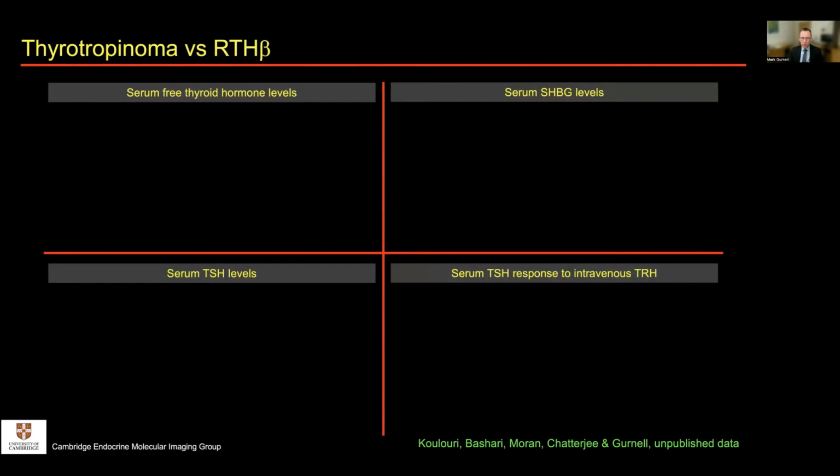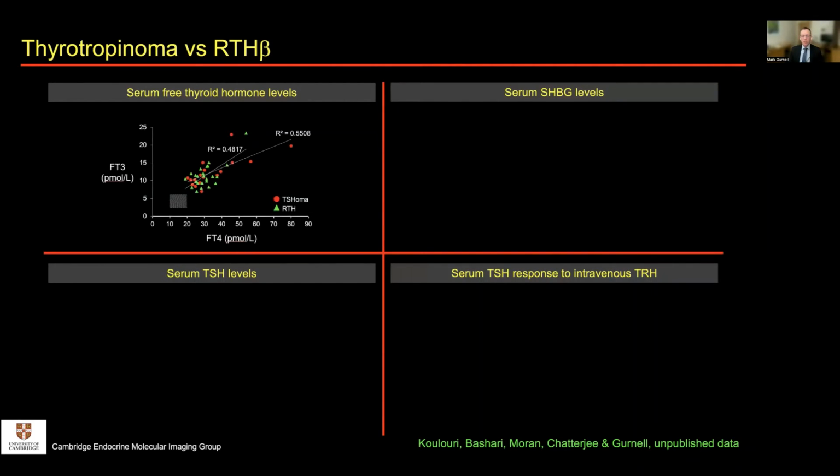So just to summarize the differences between TSHomas and RTH beta, but equally also the overlap, the first thing to say is it's very difficult to separate these based on free T4 and free T3 measurements. Both conditions produce elevated results, but as you can see, there is considerable overlap. Here we're showing results from patients with proven TSHomas denoted by the red circles and patients with genetically proven RTH beta shown by the green triangles.